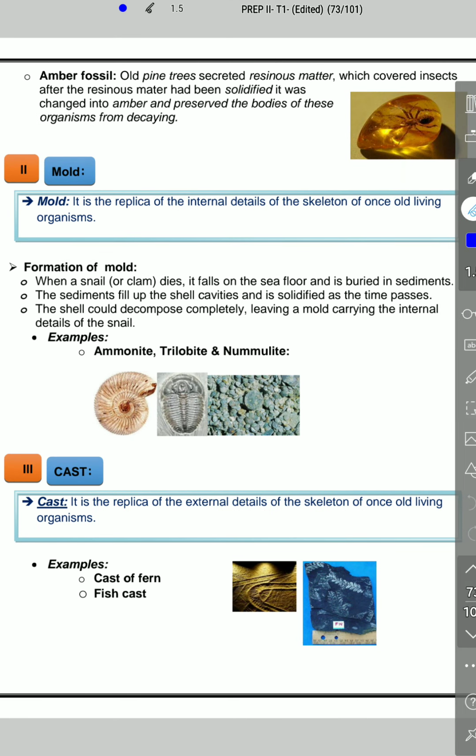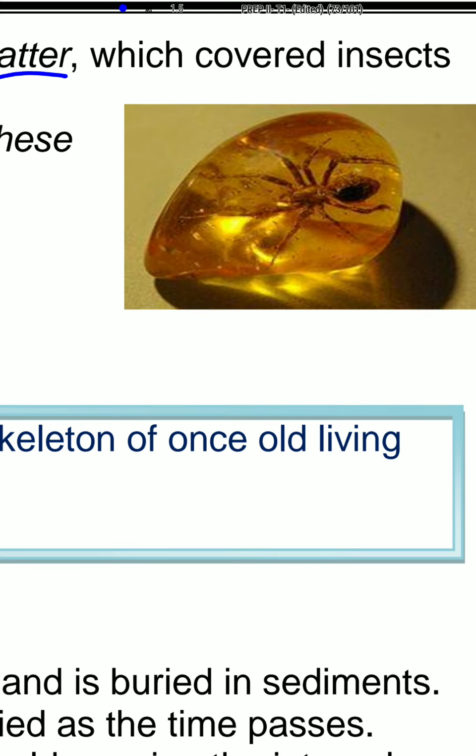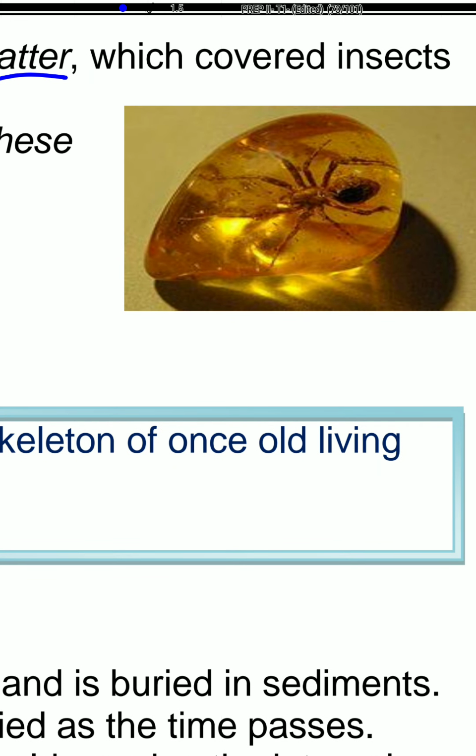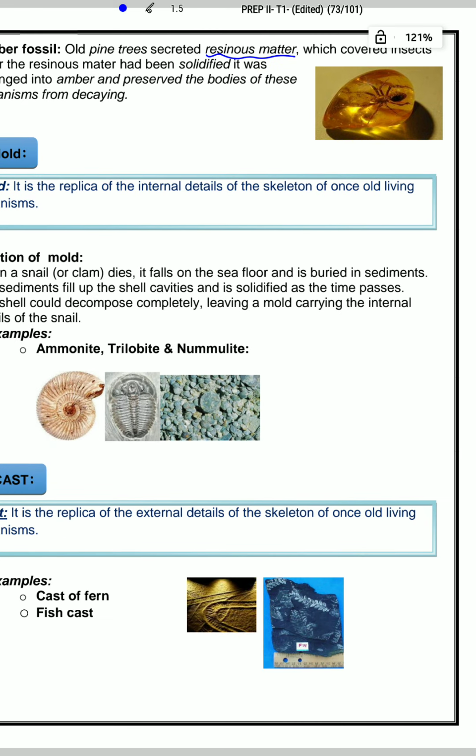Number two, or the second example, is called the amber fossil. The amber fossil means we have a kind of trees, the old pine trees, that secrete a resinous, sticky matter. When this resinous matter covers an insect, then it solidifies and changes into something called amber. And the amber, as we can see in the picture, keeps the body of the living organism from decomposers.